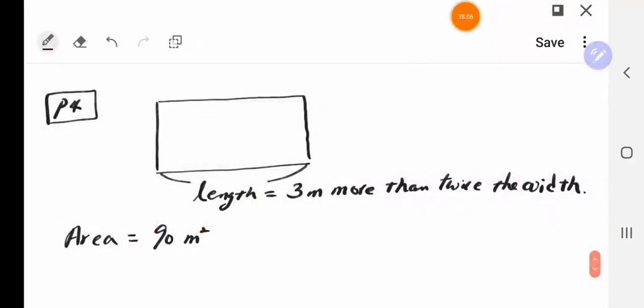Okay, for problem number 4, the length of a rectangle is 3 meters more than twice the width. So let's say this is the width, then the length can be L. Let's say L is the length. So the length L is 3 meters more than twice the width. So twice the width is 2W plus 3.